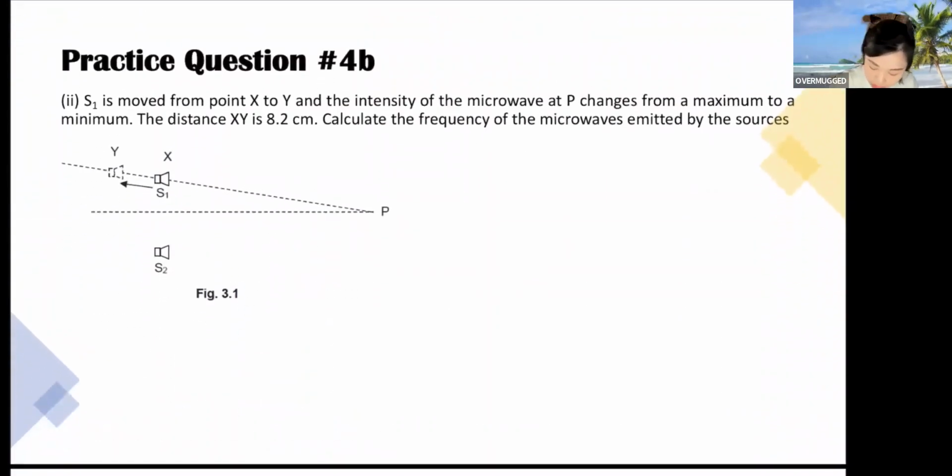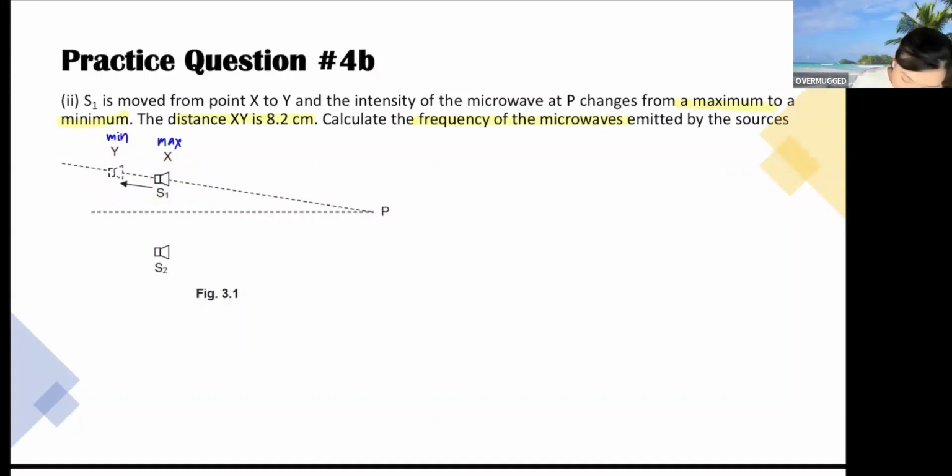S1 is moved from point X to Y as the intensity of the microwave changes from maximum to minimum. So from X to Y. So at X here, it's a maximum intensity. Minimum means constructive to destructive. And the distance of XY is 8.2. Calculate the frequency of the microwave emitted.